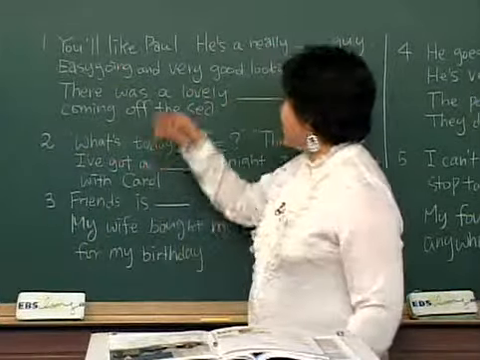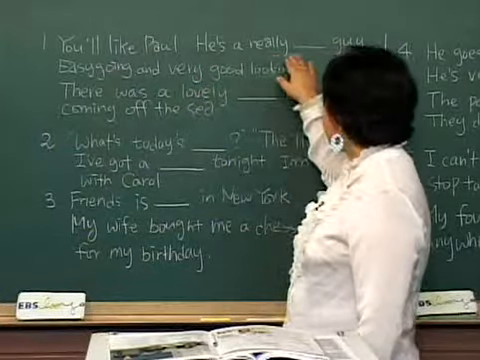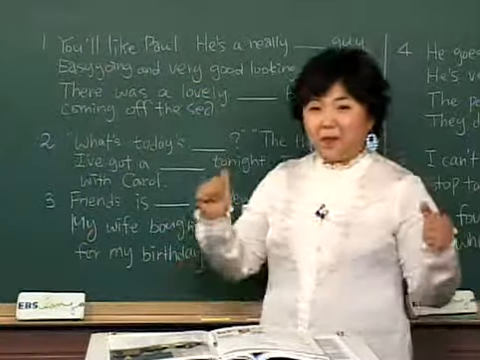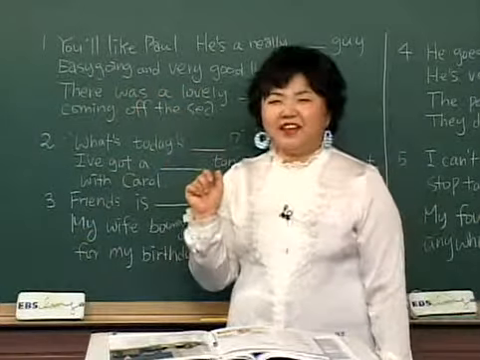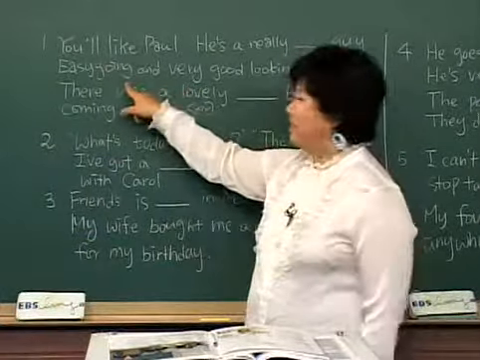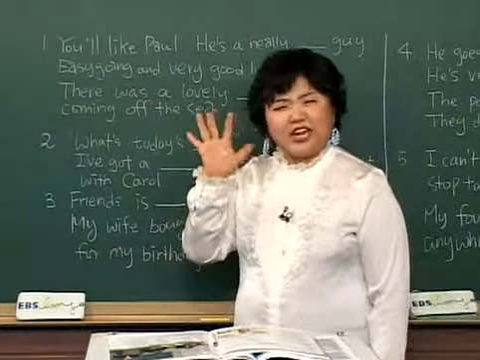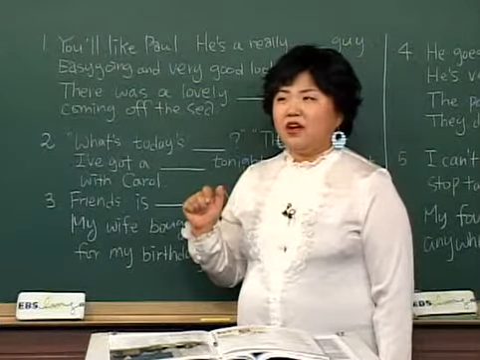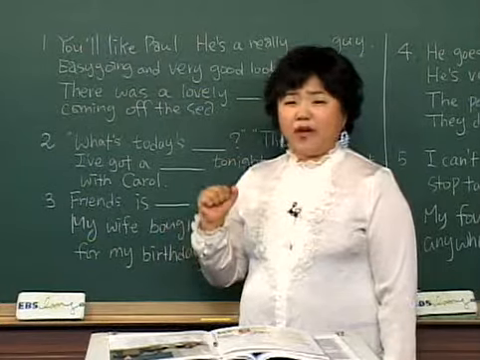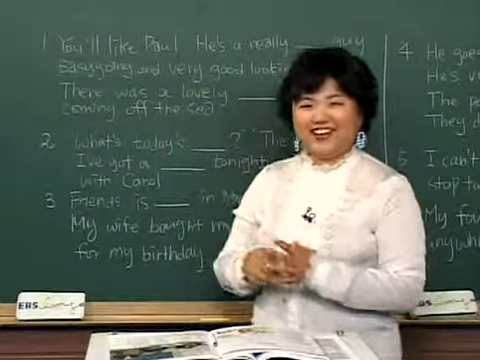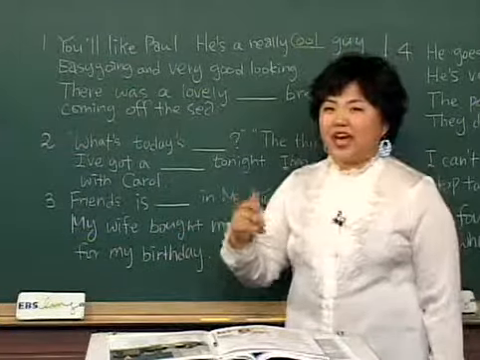Number one, you will like Paul. 넌 Paul을 좋아할 거야. He's a really easygoing guy, right? Easygoing. 까탈스럽지 않아요. Not that tricky or strict, and very good looking. Oh, 잘생겼어. He's kind of handsome, right? So, if you see someone who's really handsome and easygoing, you can say, wow, he's really cool, right? In this case, you can say like cool. So, he's a really cool guy.